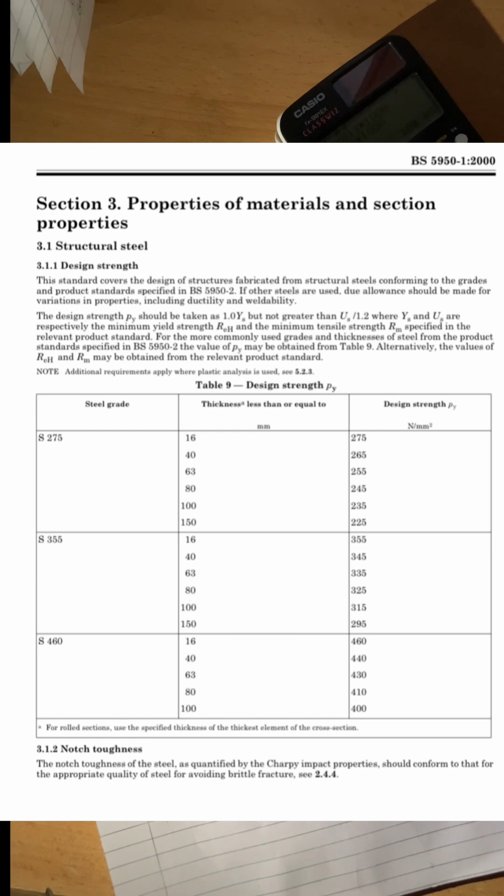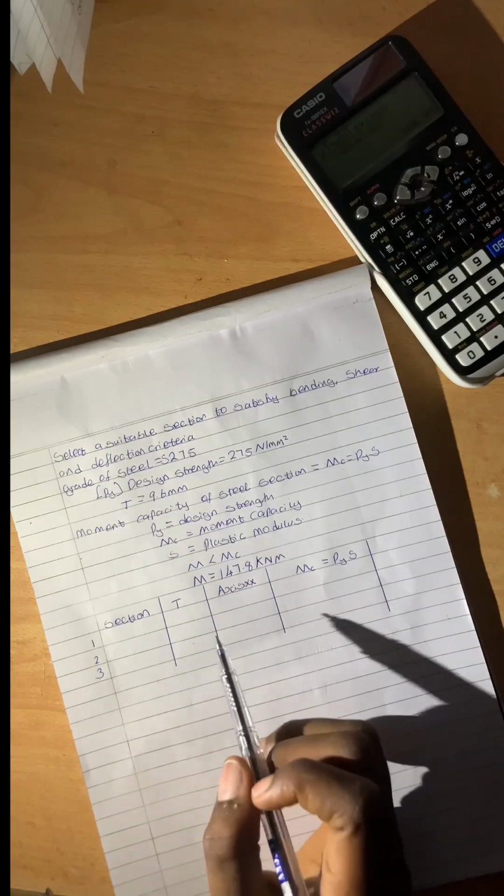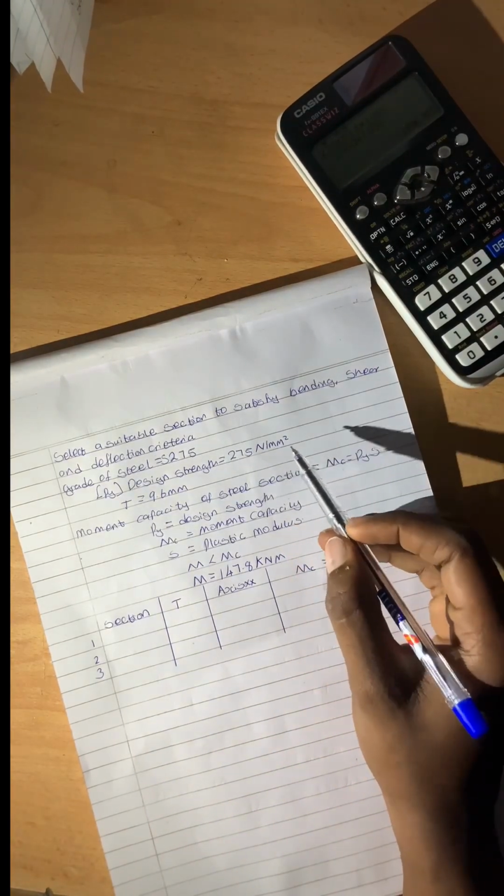If the thickness they give you is like 20, you know that 20 is not inside 16 anymore, it is inside the next range, so the design strength you'll be picking is 265. But since what they gave us is a thickness of 9.6 mm, you know that 9.6 is inside this 16 mm thickness, so you will pick your design strength of 275. That's how we got design strength 275 newton per millimeter square.